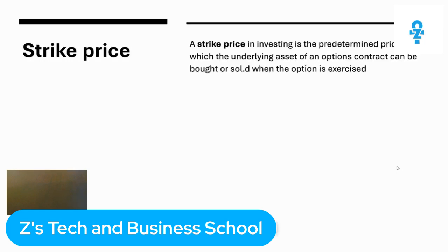The strike price is a predetermined price at which the underlying asset of an options contract can be bought or sold when the option is exercised. And I got to get that period out of there. I don't know why I did that. I'm pertaining to the period and sold, by the way.